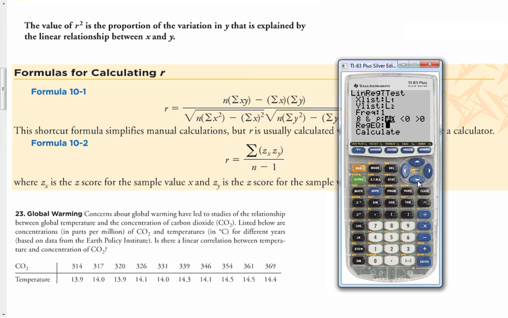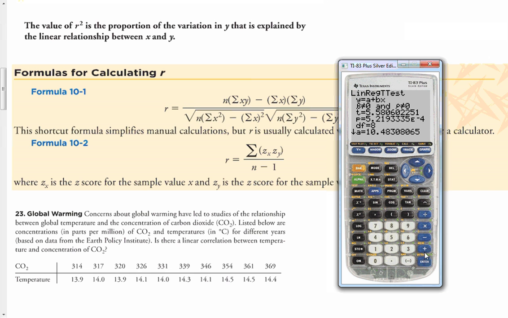And then it asks for the regression equation. We're going to ignore that also, and we're just going to go to calculate and press enter. So all we have to do is tell it where the lists are. List 1, list 2, the frequency is okay, and leaving this as not equal to is also okay. And then we go to calculate and we press enter.